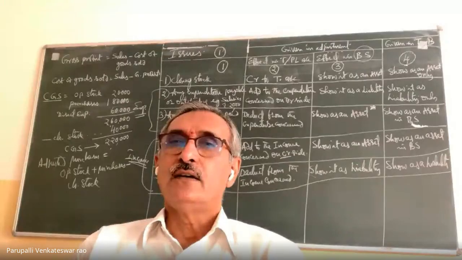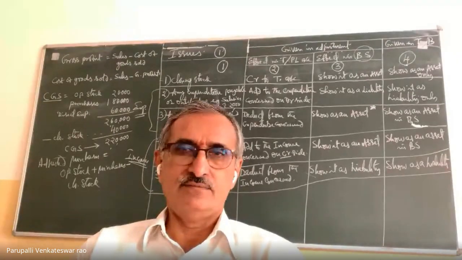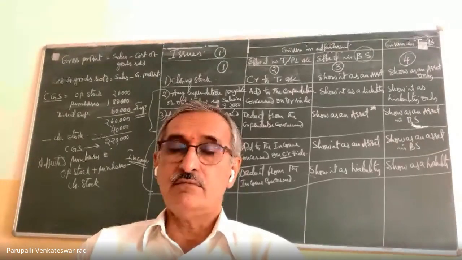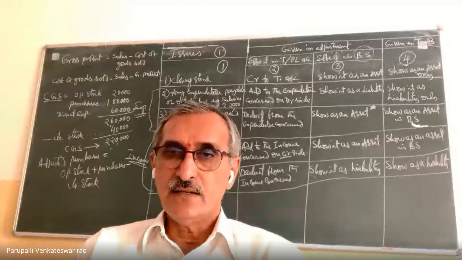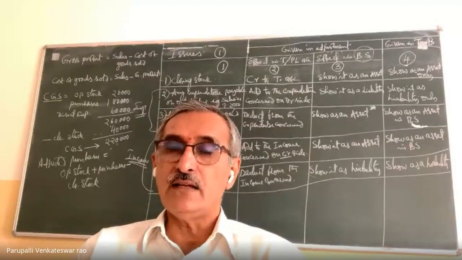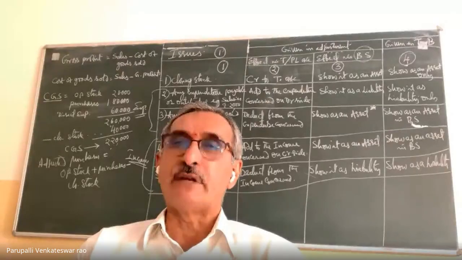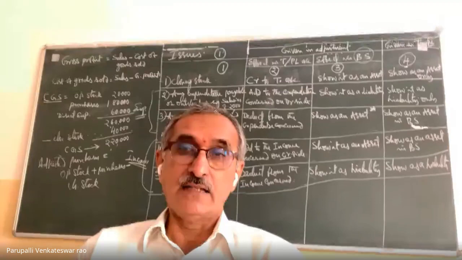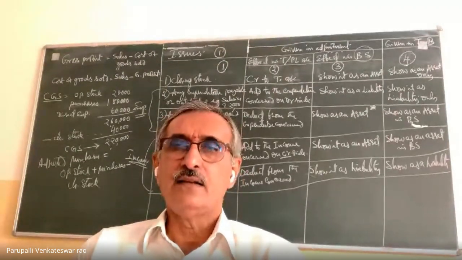Now, that is credit to profit and loss account, the second column. The third column is the effect in balance sheet. What to do in the balance sheet? Less from capital. Less from capital. Write as I say: less from capital or deduct from capital.